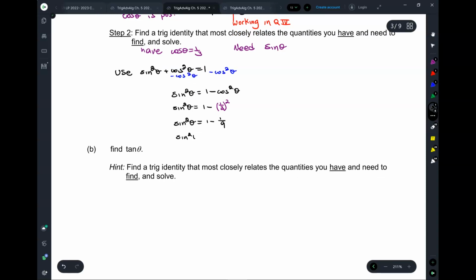Why did you square the 1/3? Because the formula says sine squared is 1 minus cosine squared. So, squaring, I get 1 minus 1 over 9. Then when I subtract, what do I get? 1 is 9 over 9. 9 over 9 minus 1 over 9 is 8 over 9.